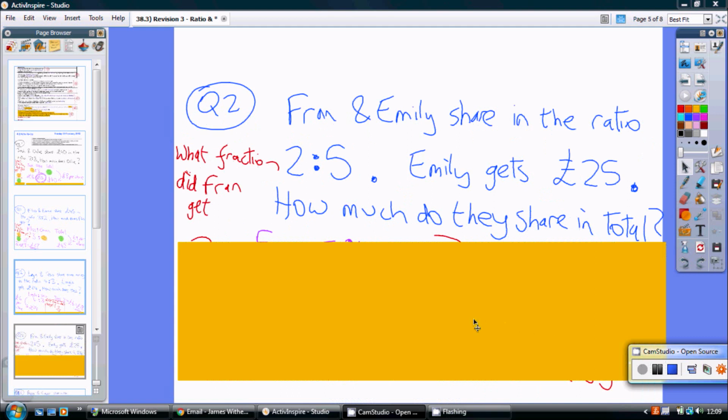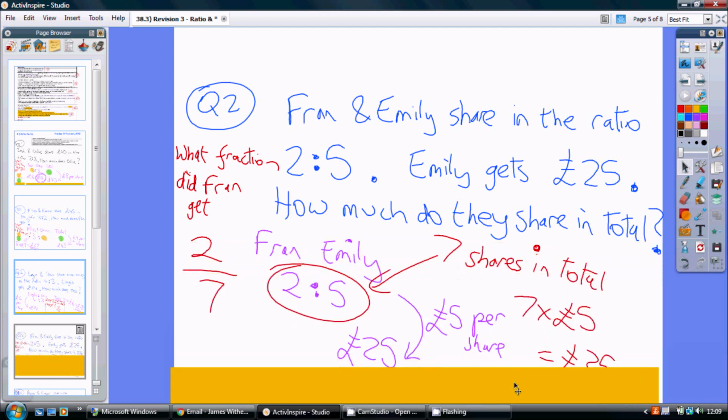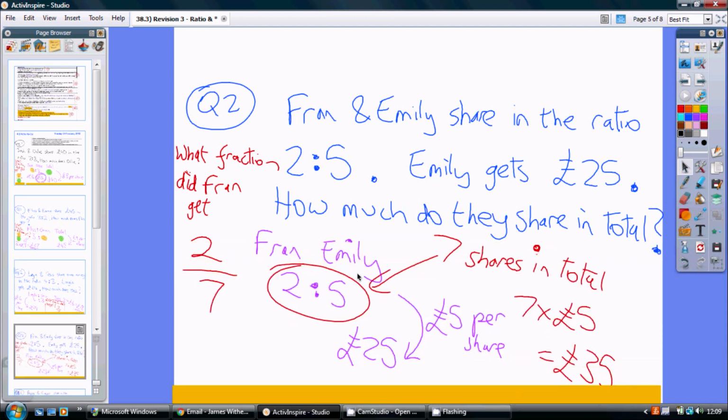So question 2, see if you can have a go at this one. Fran and Emily share in the ratio 2:5. Emily gets £25. How much do they share in total? So the same starting point, give yourself a couple of columns. Fran to Emily 2:5. Now read the wording carefully. Emily gets £25, so that goes in the Emily column. So Emily has 5 shares, £25. 25 divided by 5, that's £5 per share.